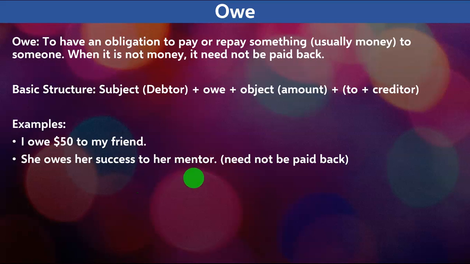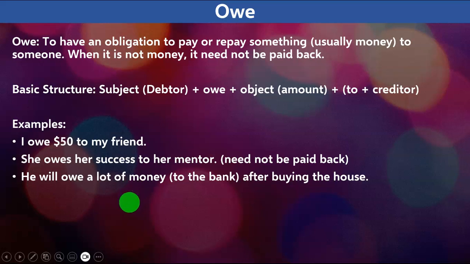She owes her success to her mentor, right? Now, in this case, it is not money, right? It need not be paid back, as I told you. What this means is that the mentor has put in a lot of effort for her success. And if that mentor had not put in the effort, maybe this person would not have been successful. So she owes her success to her mentor, okay? That means it is all because of the mentor that she is successful today.